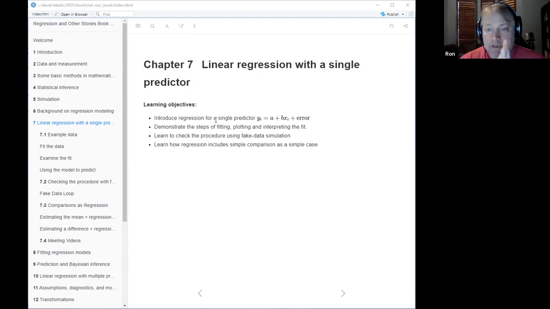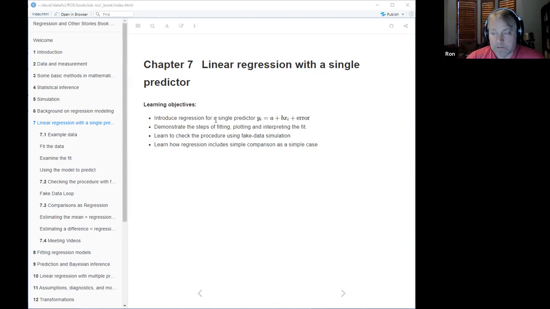We want to look at linear regression with a single predictor. This is the standard, right? y sub i, your outcome, is equal to some intercept plus some slope times your predictor, and then there's some error term that's identically and independently distributed usually, right? The assumption. So we're going to demonstrate the steps of fitting, plotting, and interpreting the fit.